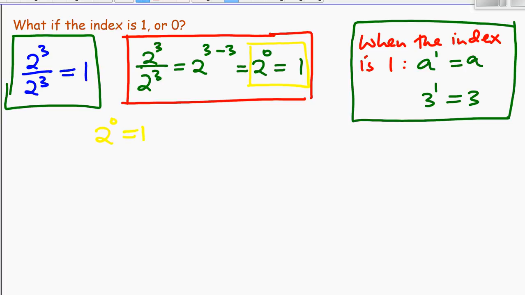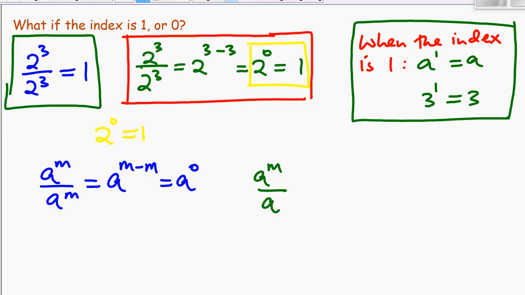Let's look at a different example. How about if I have a to the power m divided by a to the power m? That will be the same as a to the power m minus m, which is a to the power 0. But remember, if you have a to the power m divided by a to the power m, you're dividing that by itself, so the answer is just 1.